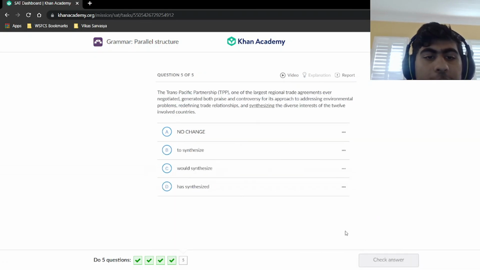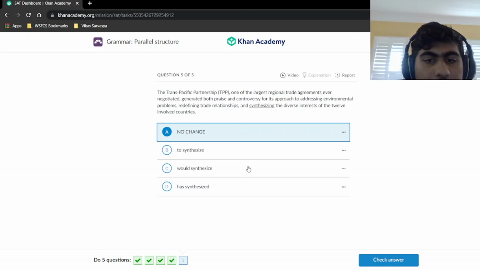All right, here we have the Trans-Pacific Partnership, TPP, one of the largest regional trade agreements ever negotiated, generated both praise and controversy for its approach to addressing environmental problems, redefining trade relations, and synthesizing the diverse interests of the 12 involved countries. Addressing, redefining, synthesizing, that is the same structure, so our answer is just going to be no change.